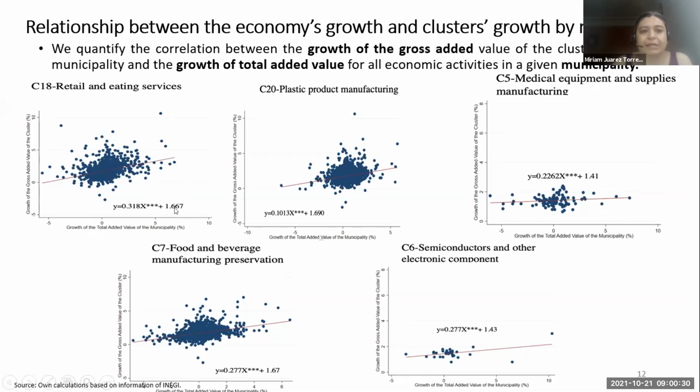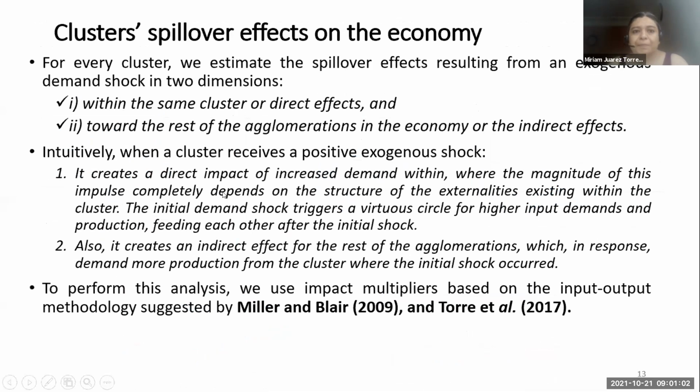In the first place, we have the retail and eating services, plastic product manufacturing, medical equipment and supplies manufacturing, food and beverage manufacturing, and semiconductor and other electronic components. In this part, you can see that these two, the medical equipment and the semiconductors and electronic components, have a strong positive relationship, but they are composed of few municipalities in comparison with other clusters. So in the third stage of the analysis, we analyze the spillover effects on the economy.